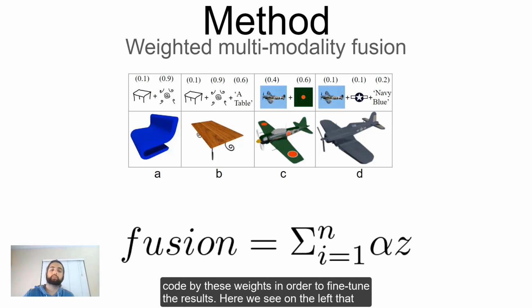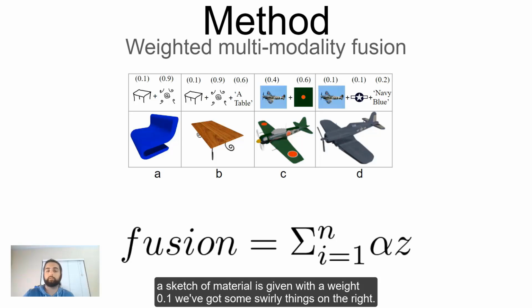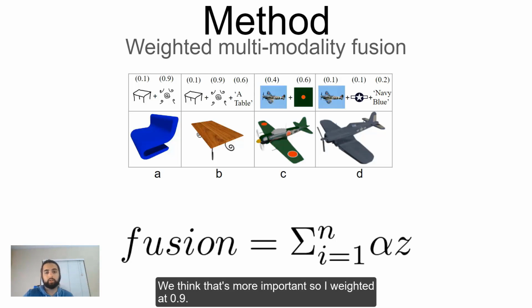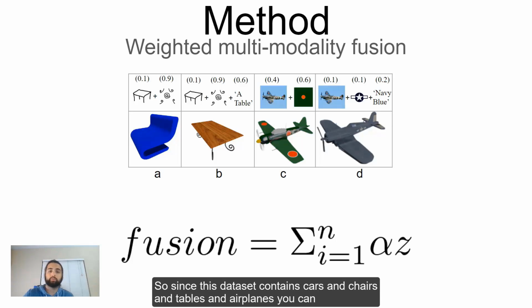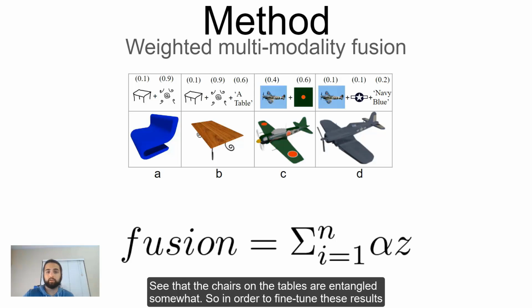So here we see on the left that a sketch of a table is given with weight 0.1. And then we sketch some swirly things on the right, and we say we think that that's more important, so we're going to weight it at 0.9. Since this data set contains cars and chairs and tables and airplanes, you can see that the chairs and the tables are entangled somewhat.